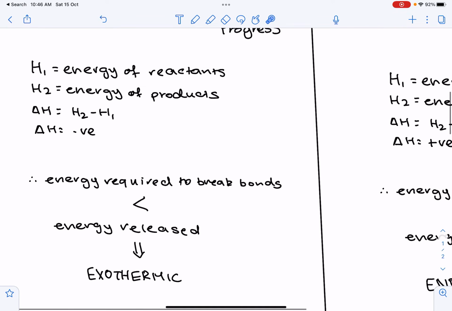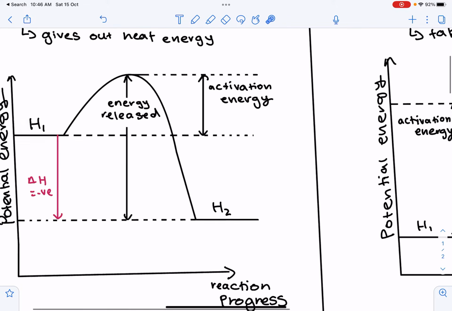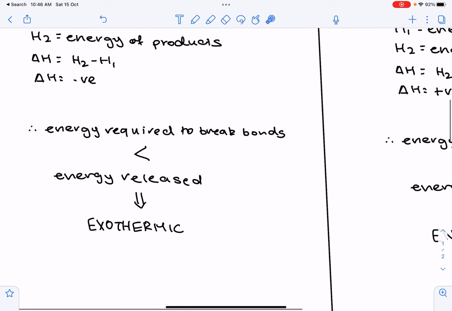Therefore, the energy required to break the bonds is less than the energy released. As we can see over here, the energy released is all of this, and the activation energy, which is needed to break the chemical bonds, is only this. Therefore, we get an exothermic reaction and release energy out into the surroundings.